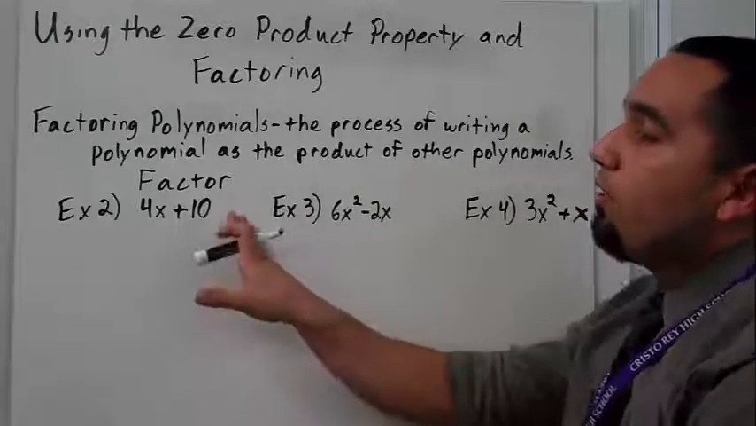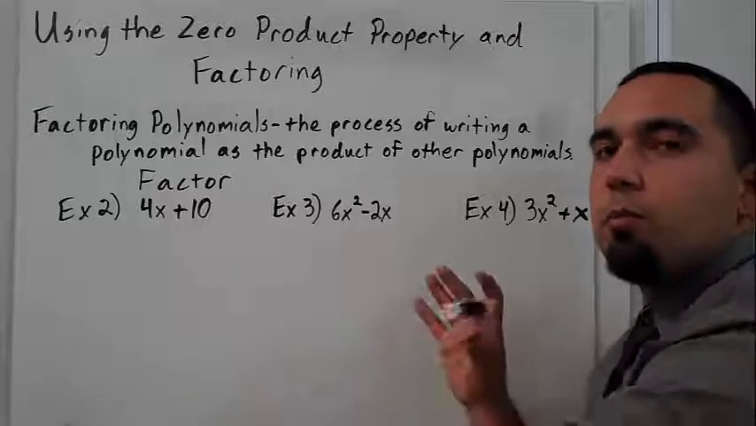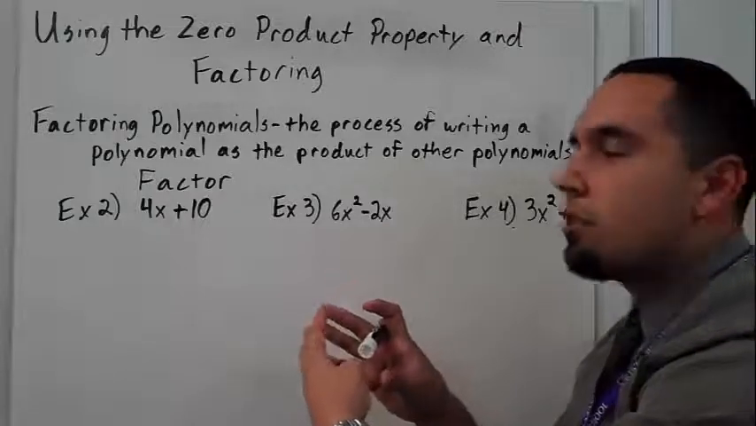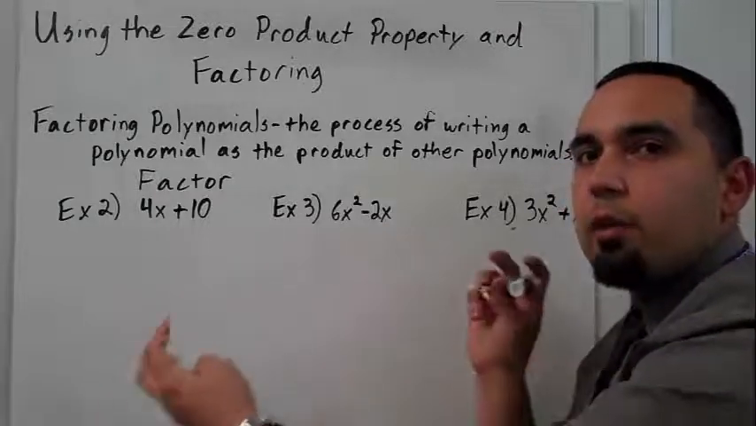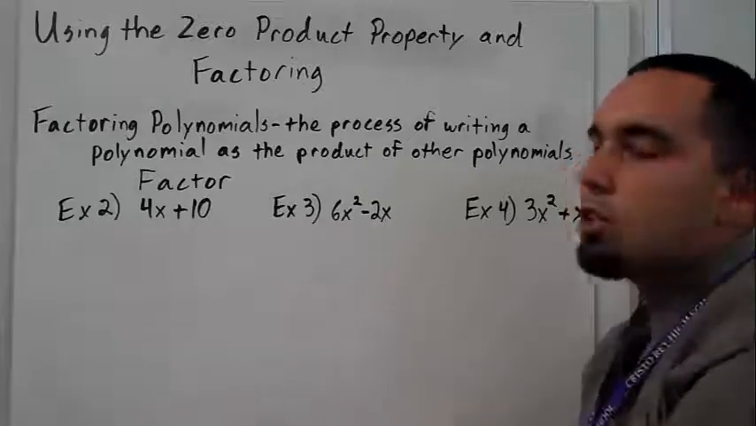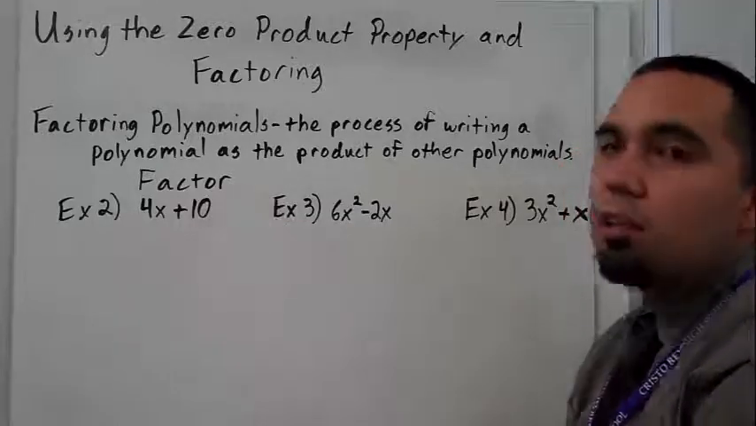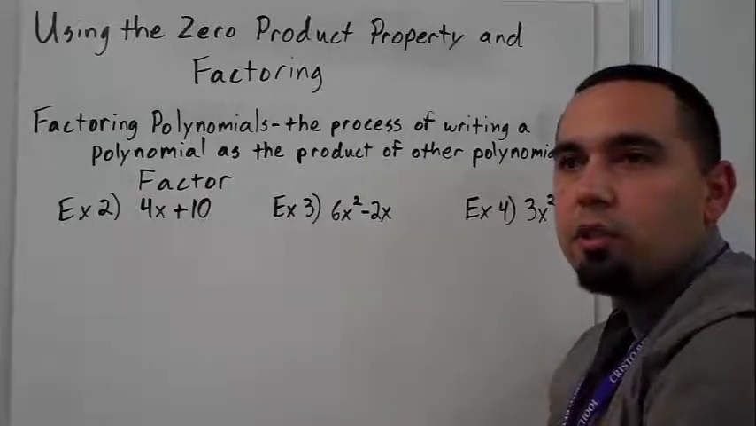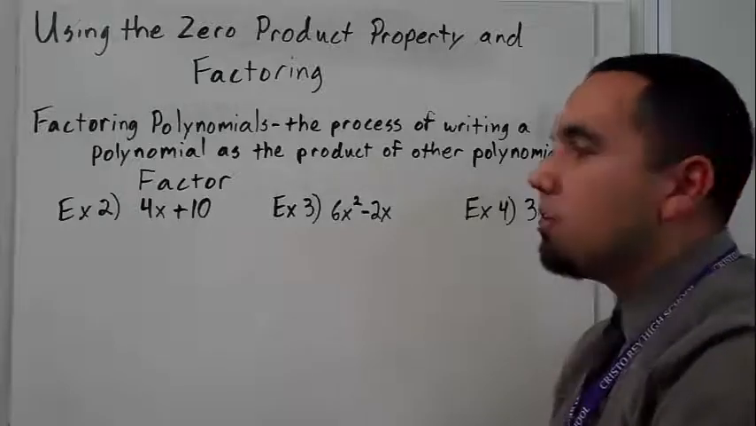Well, factoring is doing the opposite. We've been multiplying them together and getting numbers. Now we're going to try and take them apart and create that multiplication. And we do that with factoring. And you guys are probably familiar with this with the greatest common factor.